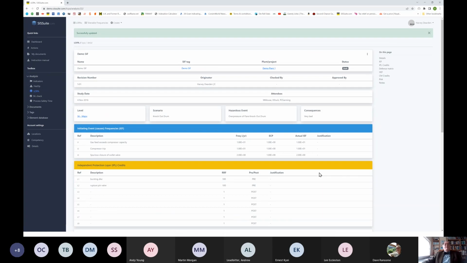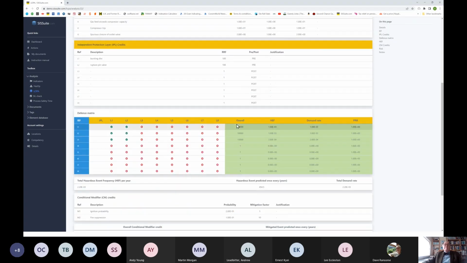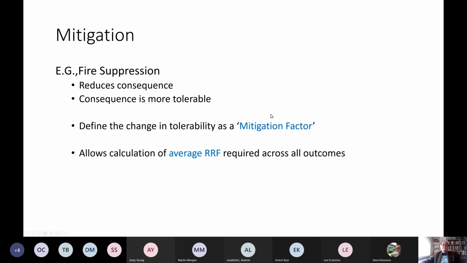If you've got 50 records all using the same failure rate data, which you then revise, you don't have to go and revise all 50 records. That automatically happens through the data propagation. So there we are. That's the mitigation aspect explored. Let me turn to my presentation.